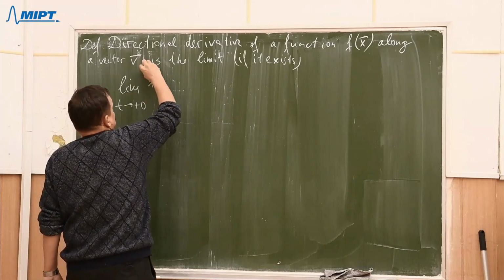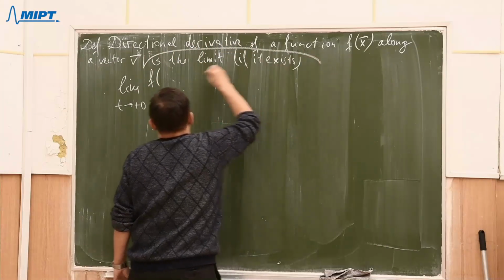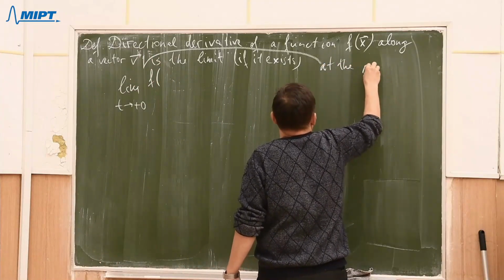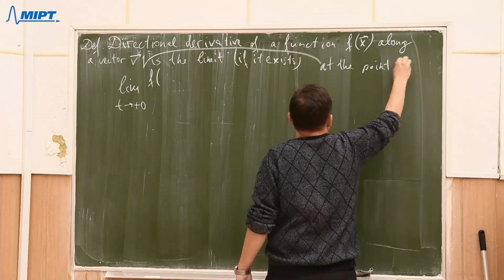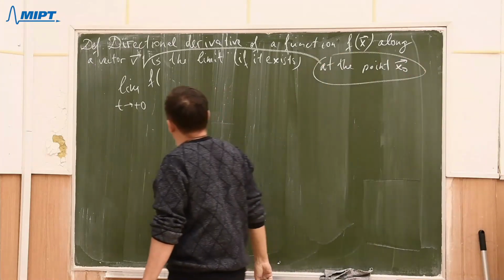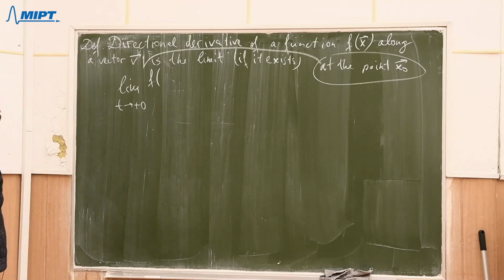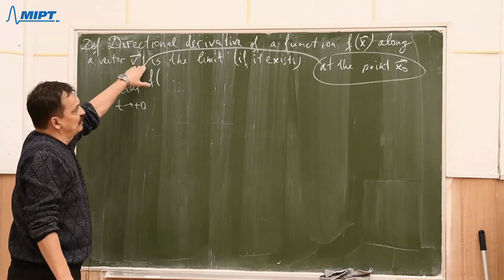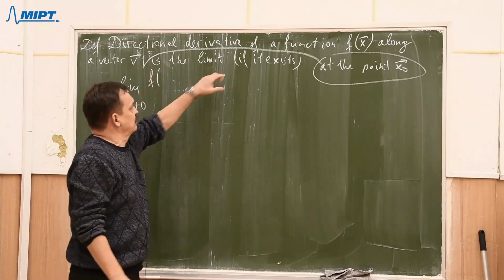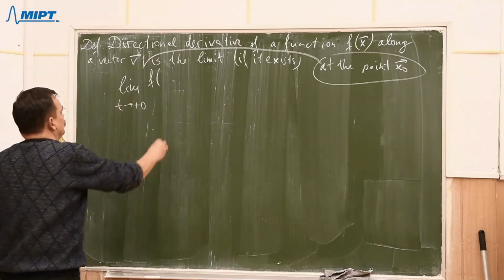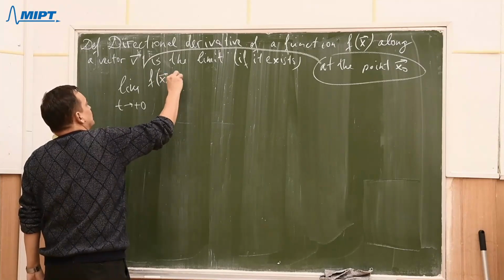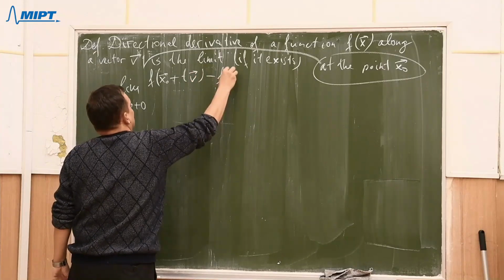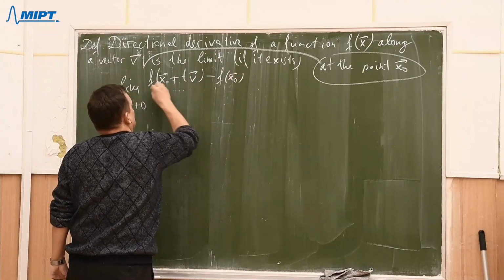I forgot to indicate, so we should insert here at the point x naught. So the directional derivative of a function f of x along a vector v at the point x naught is the limit, if it exists, of f of x naught plus t times v minus f of x naught over t.